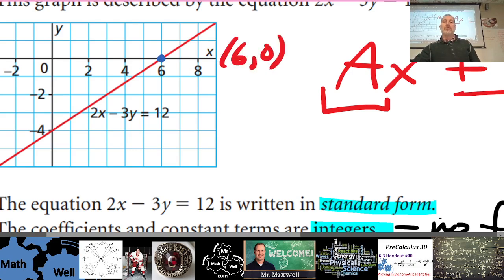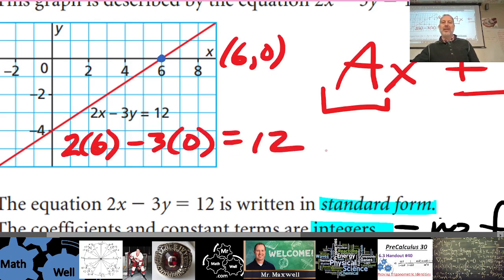6, 0. That's the point (6, 0). So if I put x equals 6 and y equals 0, this should be a true statement if it's indeed the equation of this line. Well, that's 12 minus 0 equals 12. Does that work? Yep. Look at that.